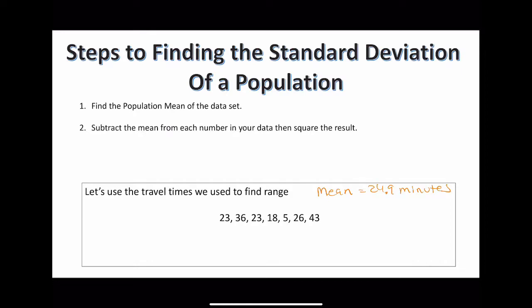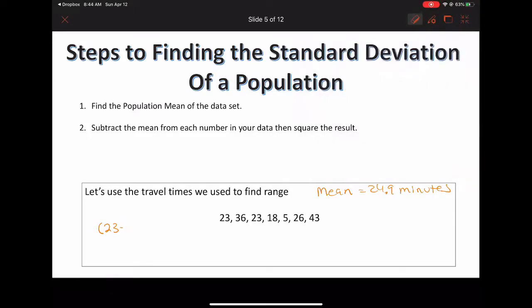Next, we're going to subtract the mean from each number and then square the results. This is what that's going to look like. I'm going to do 23 minus 24.9, and then I square that, and that is 3.61. And then I will do 36 minus 24.9, square that. Do it with the next one. And then we have, I'm just going to do each of these.